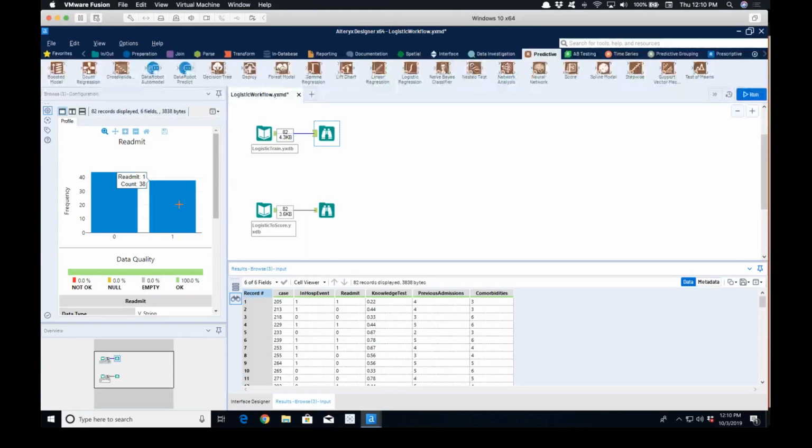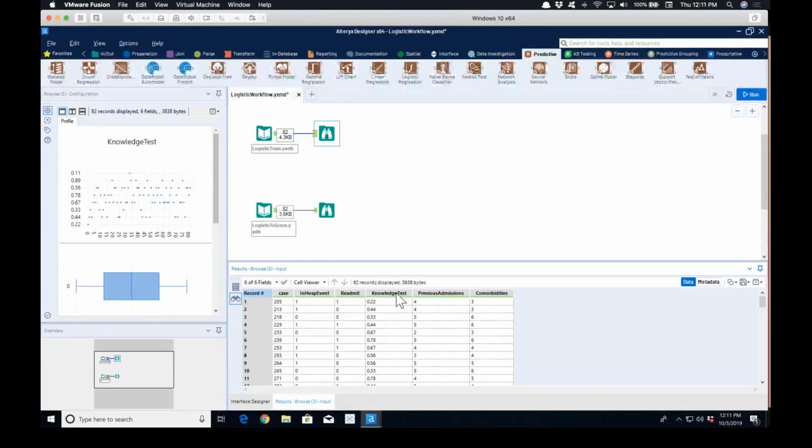Okay, so we're going to try to model in our outcome the probability that someone will be readmitted to our hospital based on some information that we have about them. We have whether or not they had an in-hospital event, and then we have this knowledge test that we've given everyone. This knowledge test really is about how much you know about the reason that you're in the hospital and the disease or condition that you're treated for.